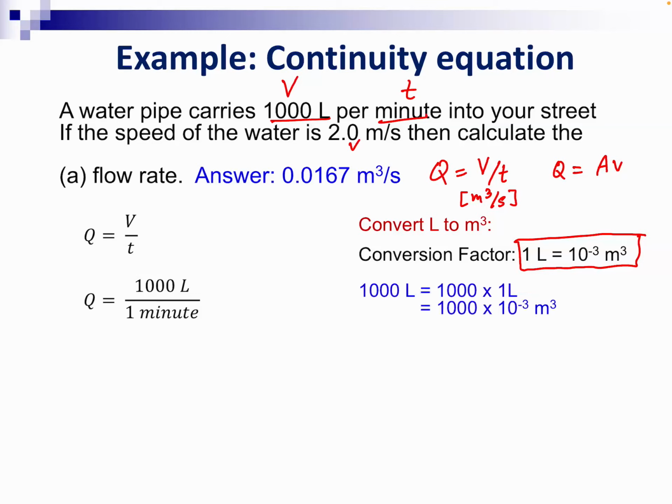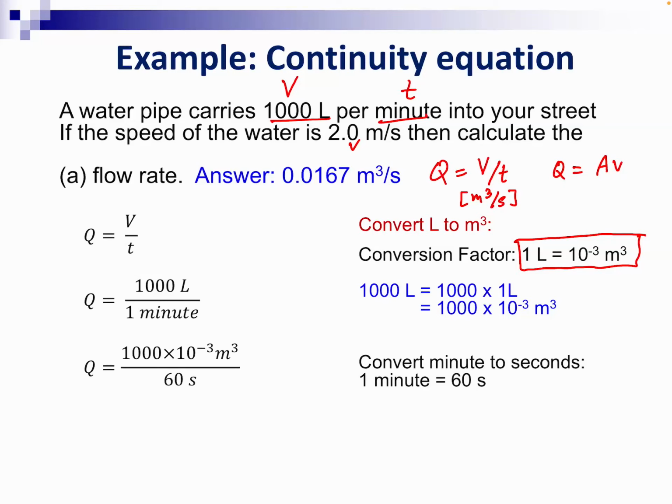Right, so then 1,000 liters will be 1,000 times 10 to the minus 3 cubic meters. And then for the time, of course, 1 minute equals 60 seconds. Cool. And then we just solve using our converted units. That will give us 0.0167 cubic meters per second. Right. Okay. Maybe quite simple, right? So just be aware of the units in this case.